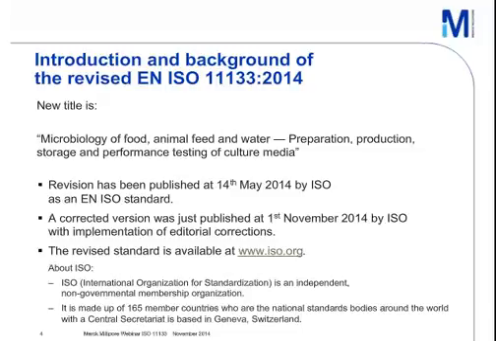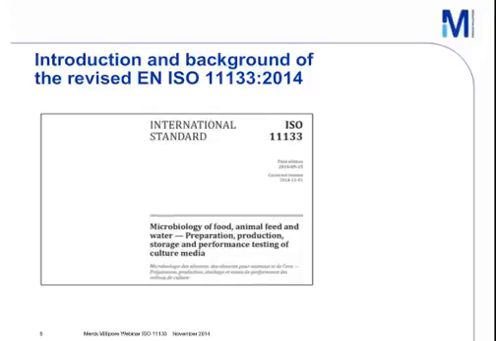ISO is the International Organization for Standardization. It is an independent, non-governmental membership organization. It is made up of 165 member countries who are the national standard bodies around the world, with a central secretariat in Geneva, Switzerland. Here you see the first page of the revised and just corrected version of the 11133. The corrected version is indicated on this first page.